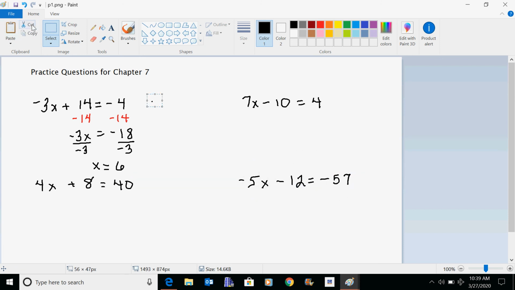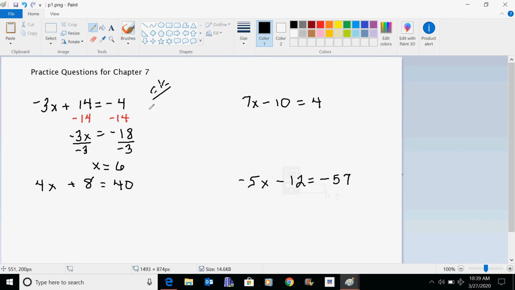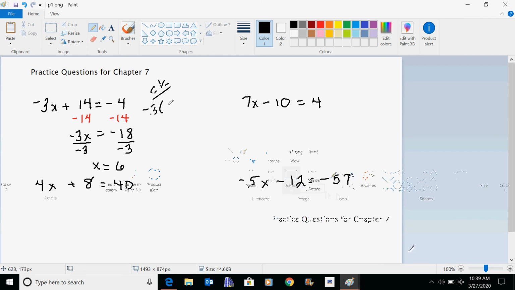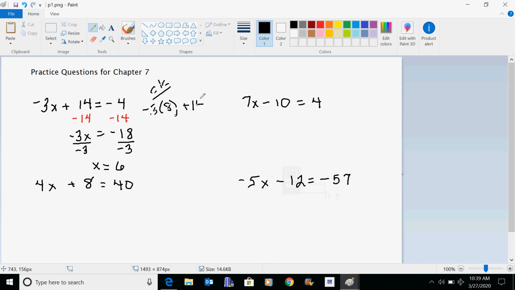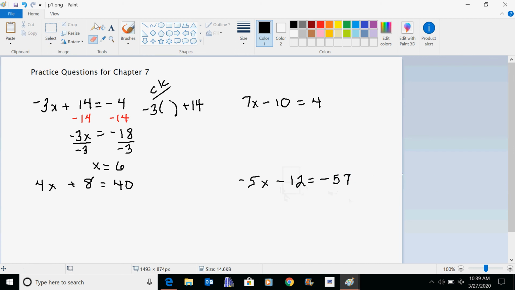Okay, so like I said, if you're going to check it, you go right back to the original, and the check is for your benefit so that you can make sure that you've got the right answer. So -3 times, sorry, -3 times 6, because you're plugging in the answer that you got. I don't know what I was thinking on 8. Is -18 plus 14, which gives you -4. All right, now I can move along clearly.